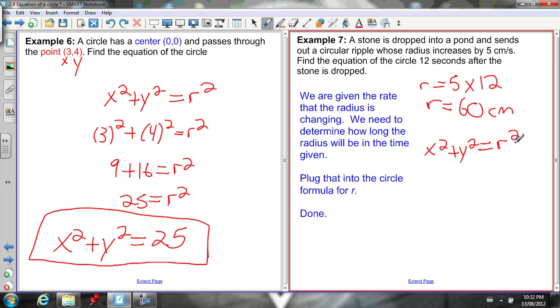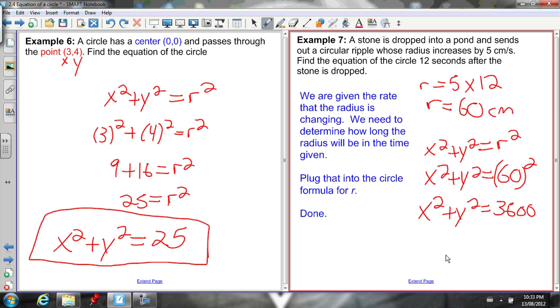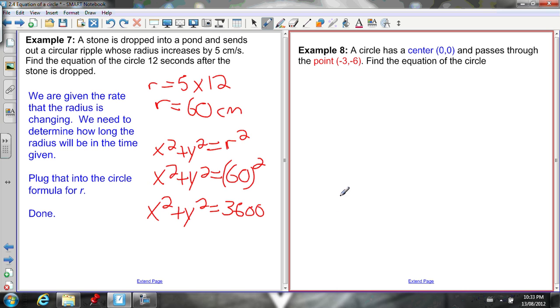I know my r value. R is 60. So plug in 60 for r. Put in brackets. Don't forget to square it. I know what 60 squared is. Don't forget to simplify that in your final answer. X squared plus y squared equals 3600. Okay, there's the equation of the circle, and we're done. Okay, so that's all there is to circles.